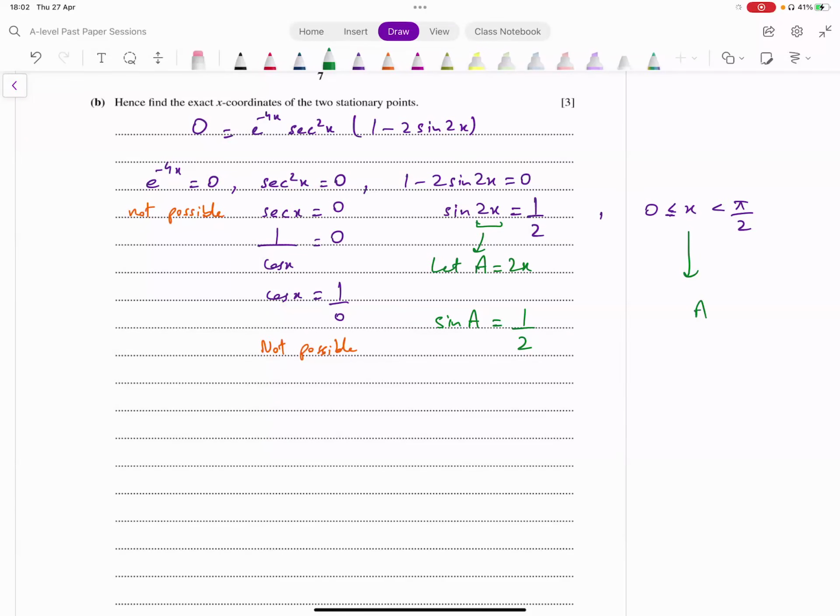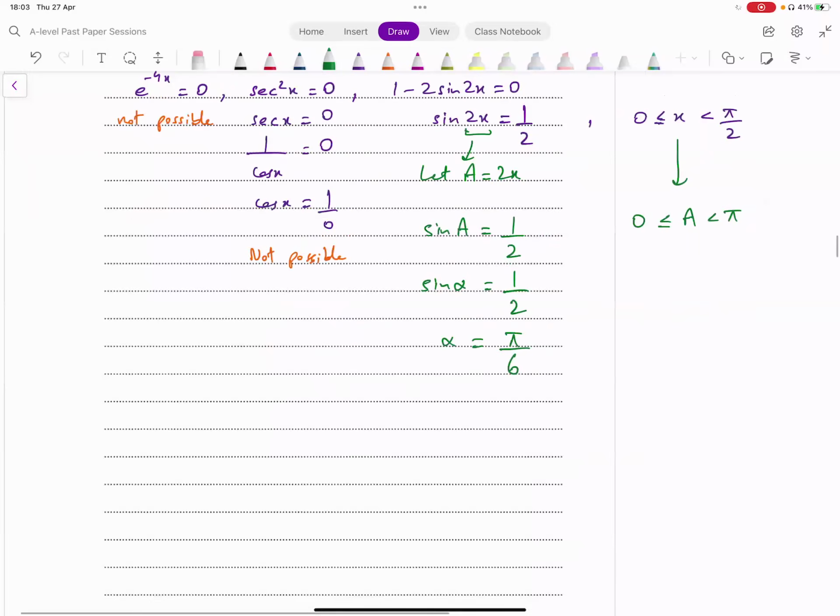a की values किस range में होंगी, किस interval में होंगी? आप 0 input करें इसके अंदर, तो a की corresponding value क्या आती है? 0. Input pi over 2 in this, and that gives you a equal to 2 into pi over 2, which is pi. So जो a का interval आता है, that is from 0 to pi. Okay, so now we find the basic angle. Sine alpha equals 1 over 2. Find the basic angle from your calculator, keeping in mind that the angle has to be in radians. Alpha turns out to be pi over 6 from this.